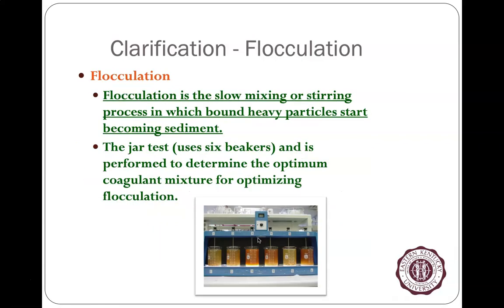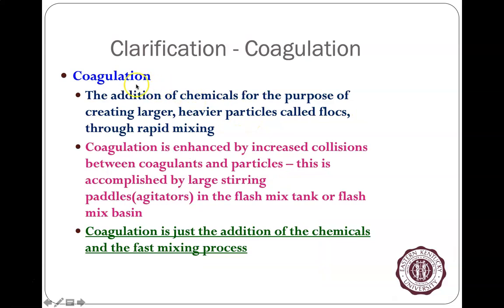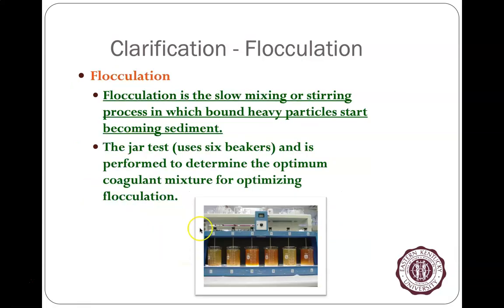This is different than flocculation, which is related. Flocculation is when we slow it down and start seeing the flock appear. So coagulation is the addition of the chemicals for the purpose of making flocks and doing flocculation. Coagulation is the addition of the chemicals in the fast mixing process. Flocculation, we slow it down. We've stopped mixing it and we've slowed it down, and the particles known as flock start to form.